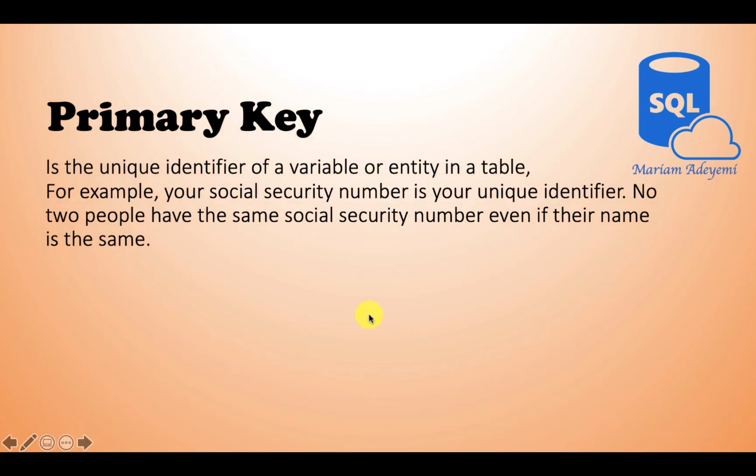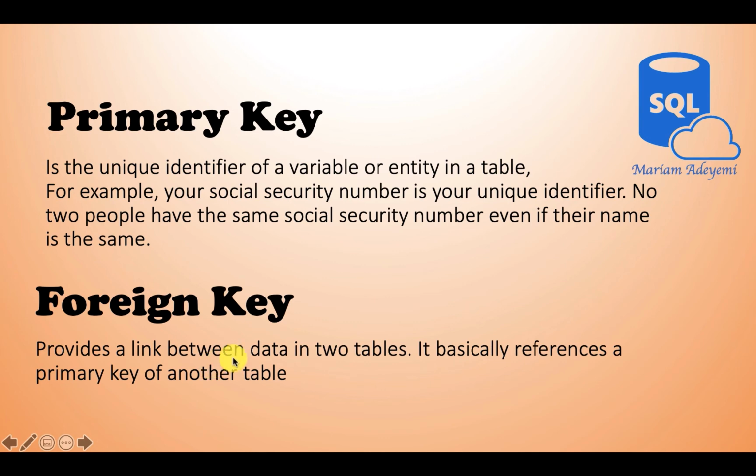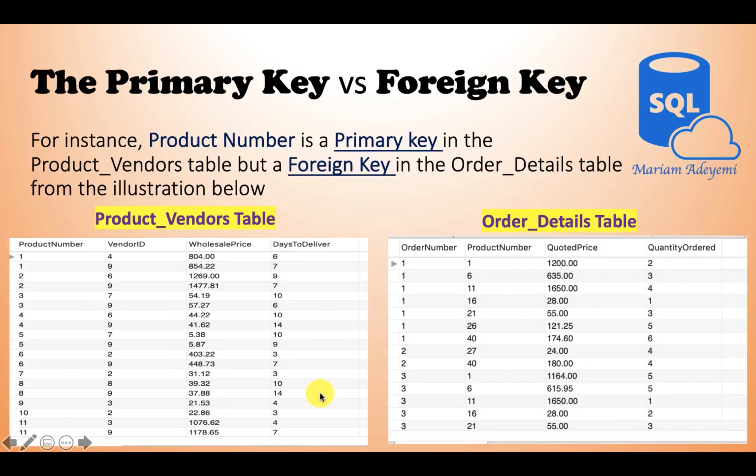Now, primary key. A primary key is a unique identifier of a variable or entity in a table. For example, your social security number is a unique identifier. No two people have the same social security number, even if their name is the same. The foreign key provides a link between data in two tables. It basically references a primary key from another table. So this is the primary key versus the foreign key.